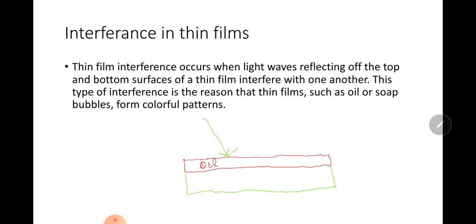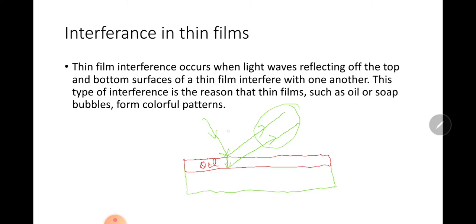A part of it is reflected. This is the incident ray. A part of the incident ray is reflected and a part is refracted, and then reflection takes place from the bottom like this. So when these two light rays come into our eyes, it produces an interference pattern or color pattern due to the path difference.